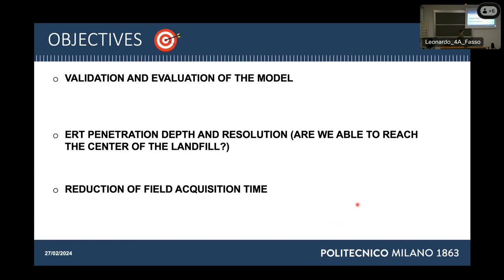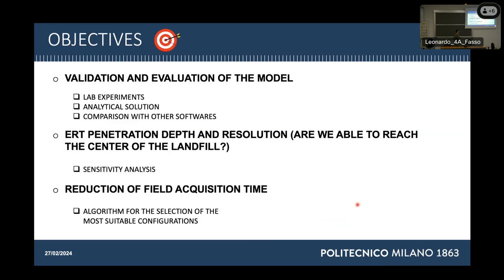At this point, I will explain our goals and objectives when we started to analyze the functionality of this model. So at the beginning, we started with the validation and evaluation of this model. Then another interesting goal was the assessment of the ability of this approach to understand the condition of the liner, even though the liner is at a very high depth. Okay, so for example, if we have an alteration in the middle of the landfill, are we able to understand if we have an alteration in this area? And the third point is about the reduction of acquisition time in the field, which is very important when we are going to do this analysis.